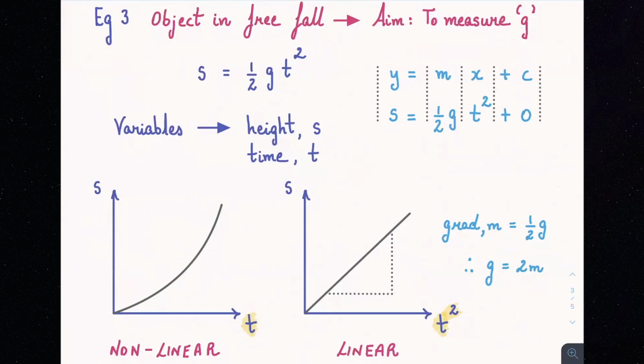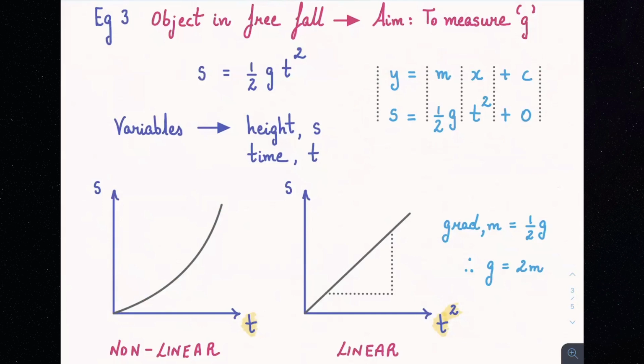If we look carefully at the equation and try to arrange it in the form y equals mx plus c, don't forget that our aim is always to obtain a straight line graph, then it is clear that the graph needed here is not of s against t, but of s against t squared.